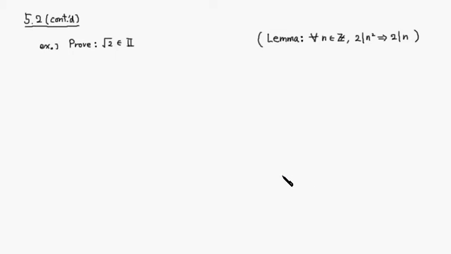Okay, let's look at section 5.2, continued. I would like to go over another example of proof by contradiction. So here's the statement. We want to prove that the square root of 2 is irrational.